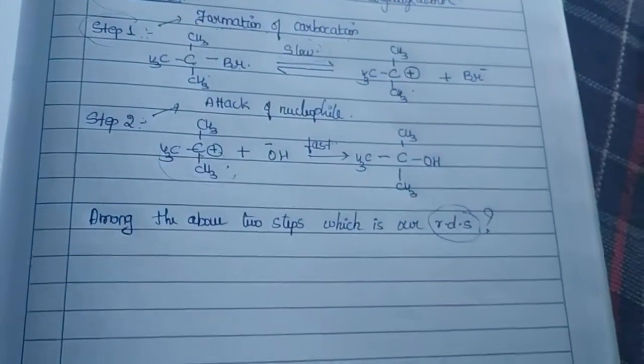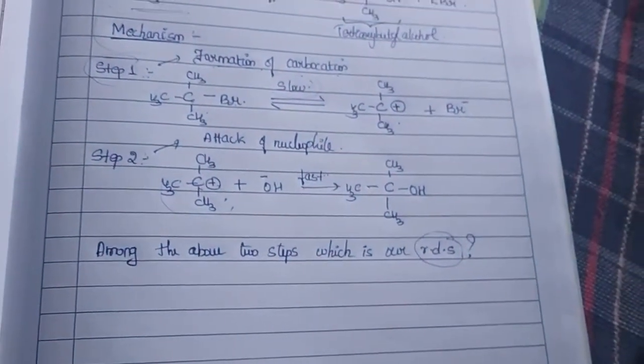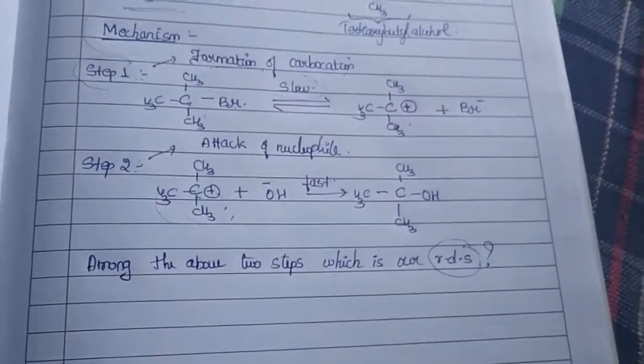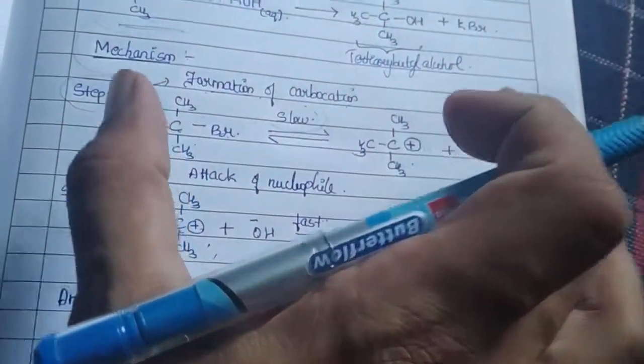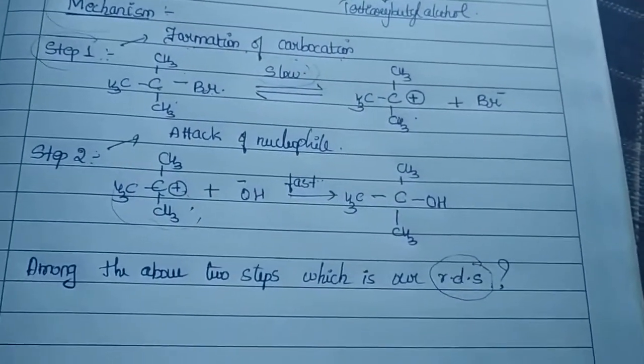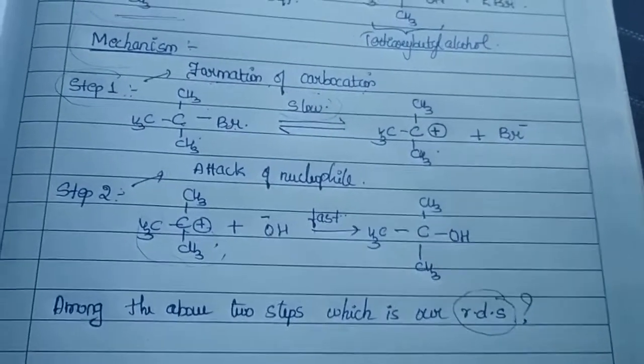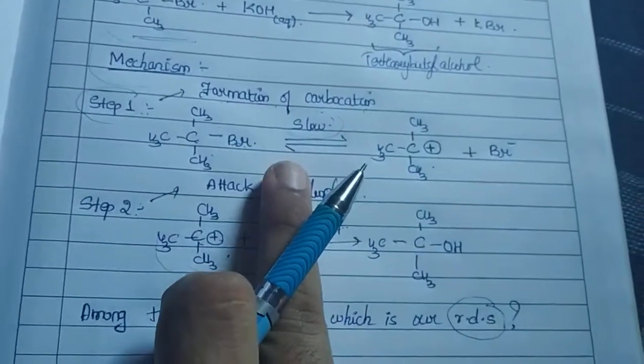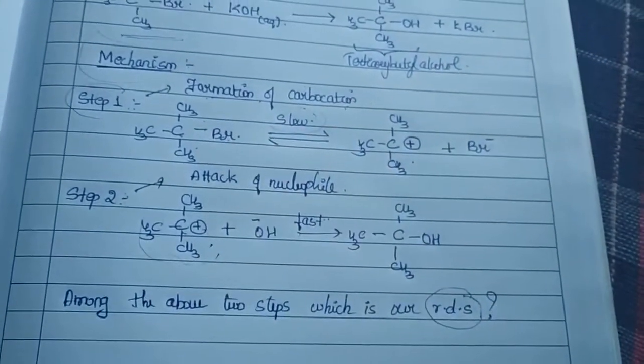The reaction which has the slowest rate will be our rate determining step. Why? Because after that step we get the final product. So overall the final product is dependent on which reaction? This reaction. It is similar to an example I have given you.